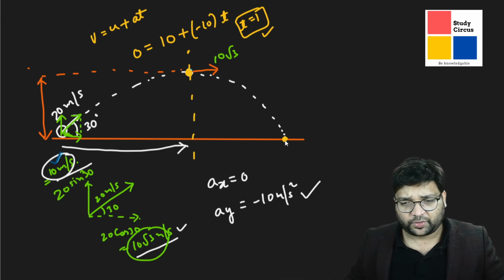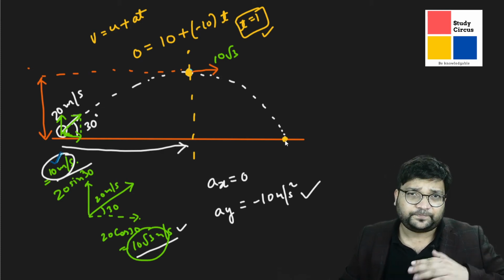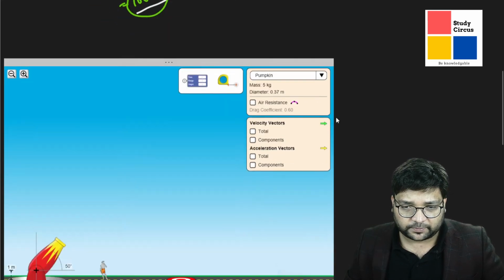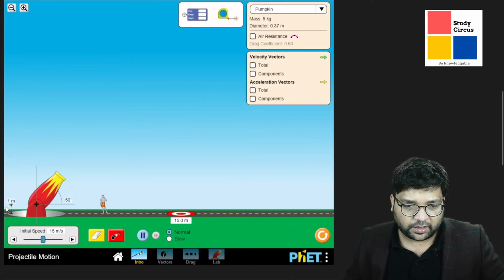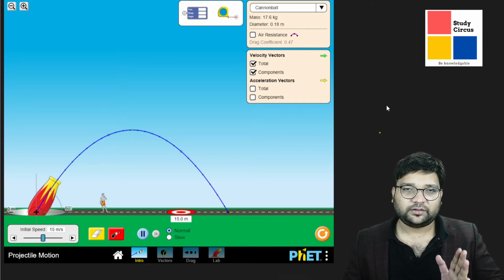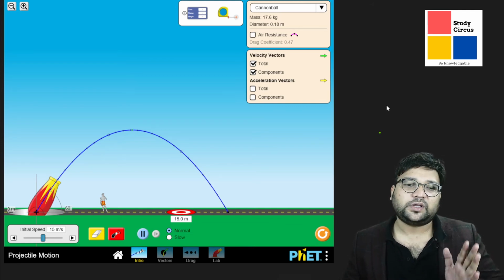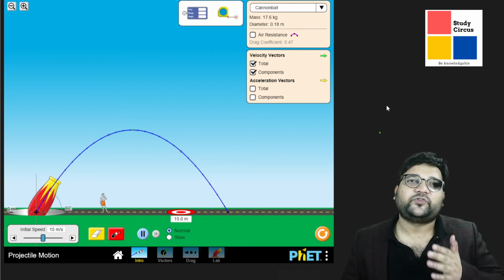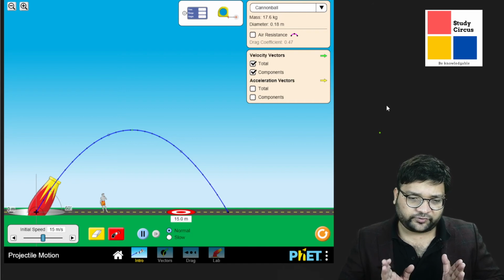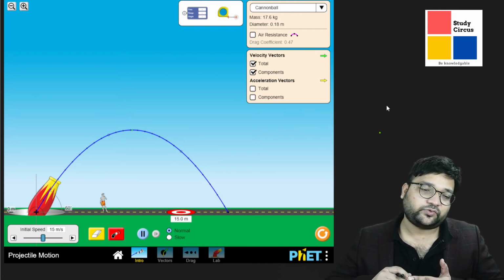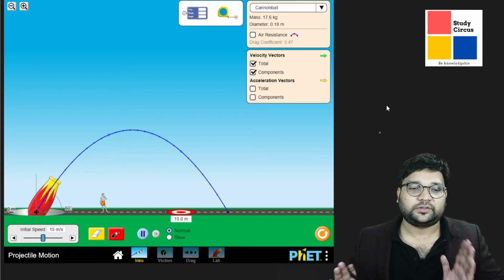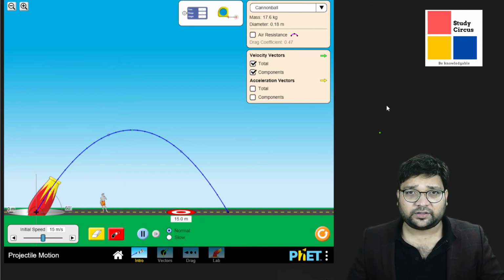Now let's analyze this whole thing using the simulation. We'll try to simulate the whole situation, the projectile motion, and see whether what we have learned is actually true or not, and how the velocity is changing, what the acceleration is at what time, and the components of velocity. That is the main thing that we are discussing here, right?